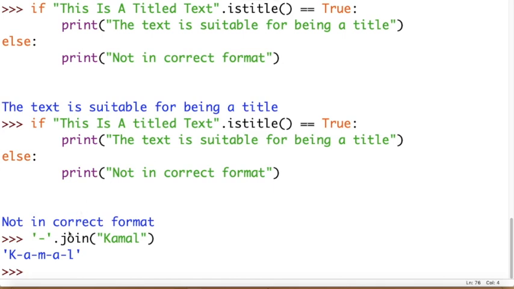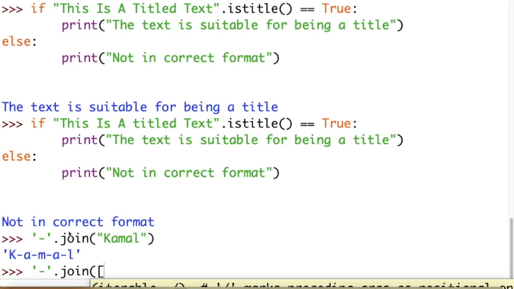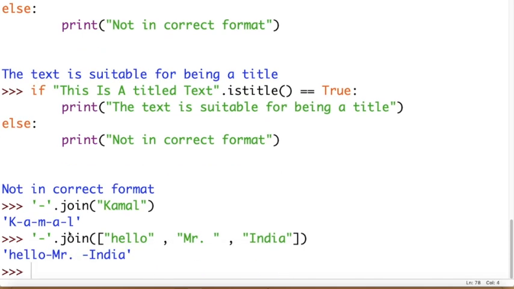And let us find out one more example with join. And you can pass not only a string, you can pass any other sequence within this function join. So let us pass a sequence, a list. Hello, Mr., and here we write India, right? So let us find out what is the output of this code. Now you can see hello hyphen Mr. hyphen India. Now why is there a space between hyphen and Mr. and hyphen? Because we have intentionally left a space over here when we were making the string, right? So that's why this blank space is coming.